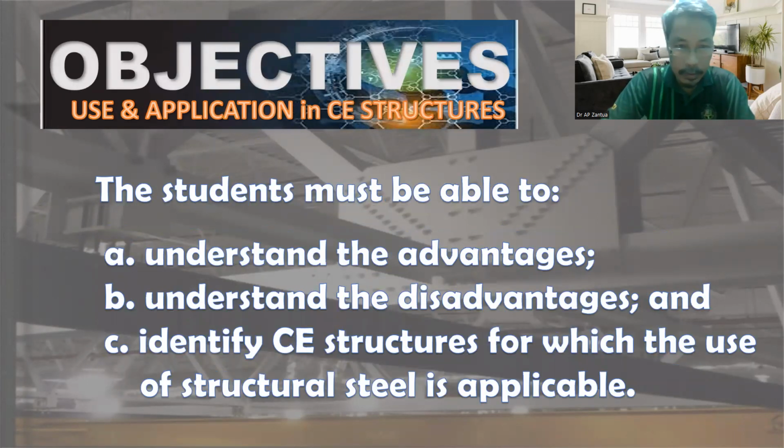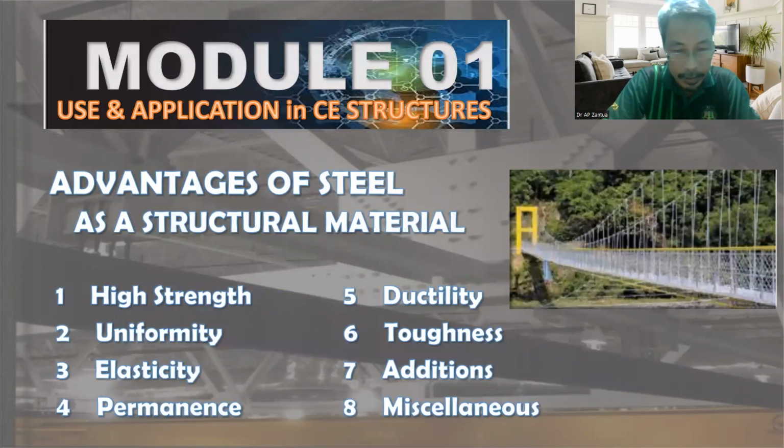In the current video, you must be able to understand the advantages, understand the disadvantages, and identify C structures for which the use of structural steel is applicable. C meaning civil engineering. So let us take on the more general view of the advantages, the disadvantages, and identification of structures. And let us start with advantages of steel as a structural material.